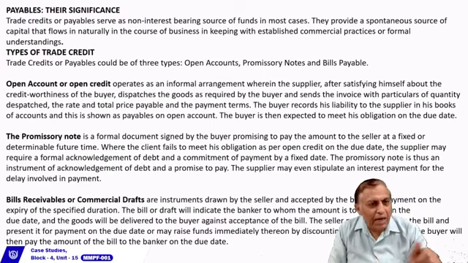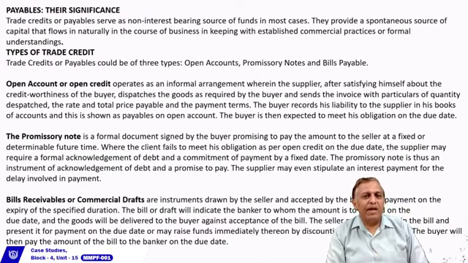If we speak about the open account or open credit, it operates as an informal arrangement wherein the supplier, after satisfying himself or herself about the credit worthiness of the buyer, dispatches the goods as required by the buyer and sends the invoice with particulars of quantity dispatched, the rate and total price payable, and the payment terms. The buyer records his liability to the supplier in his books of account, and this is shown as payable on open account. The buyer is then expected to meet his obligation on the due date.